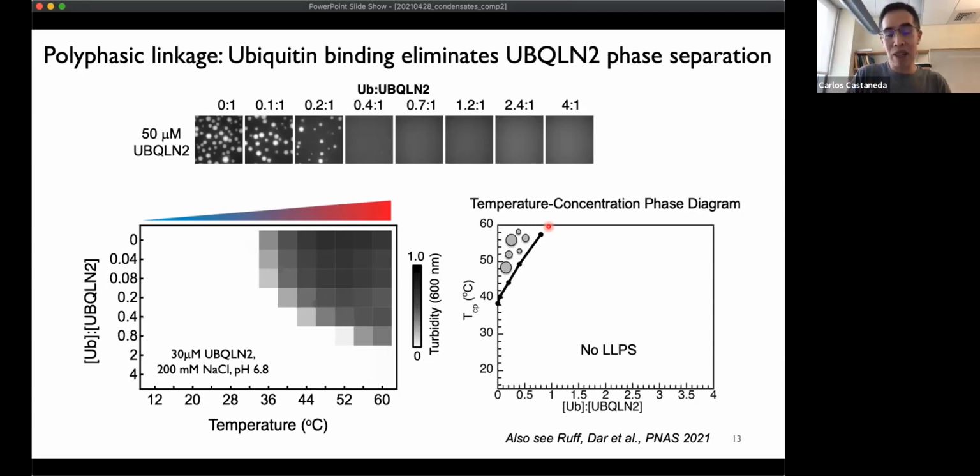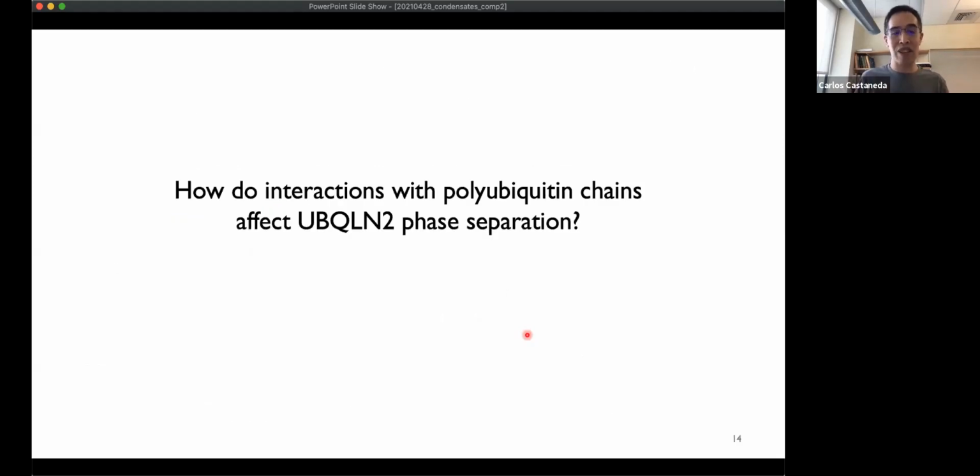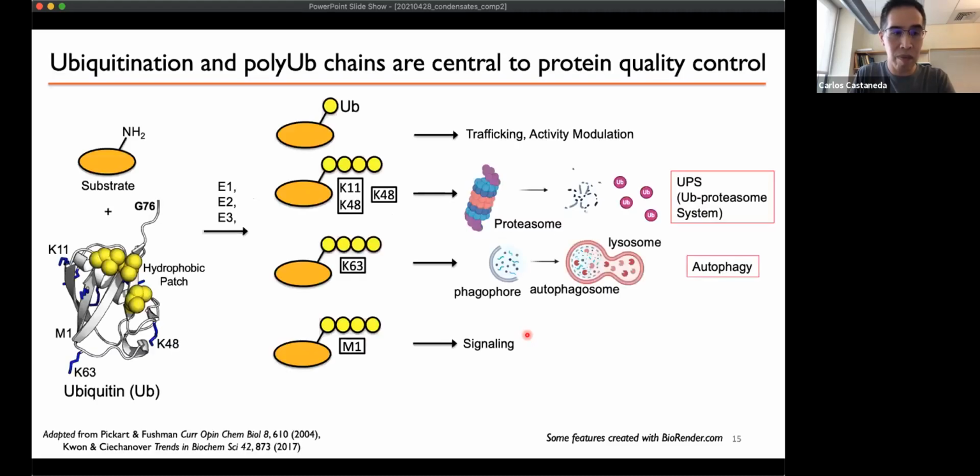I highly recommend those of you that are listening to also be reading a recent publication by Rohit Pappu's lab, where Kiersten Ruff and Furqan Dar recently published a nice framework of thinking about how ligands in general, different types of ligands, can affect phase behaviors of different types of proteins. And this will come in handy, I think, for the rest of this talk. So the next big question, and really the point of why I'm here, is to tell you about some of our recent work about polyubiquitin chains and how interactions affect phase behavior of ubiquilin-2.